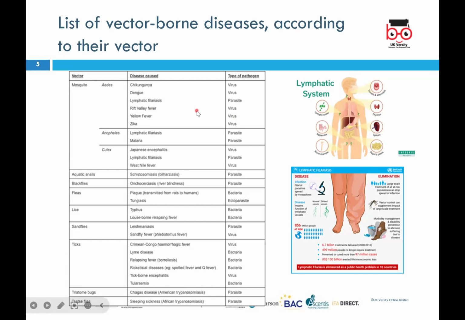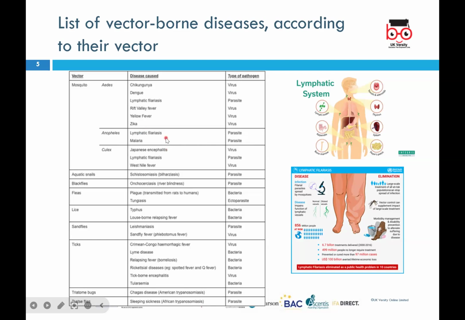This is caused by a parasite. You have Rift Valley fever because of the bite of the Aedes aegypti mosquito, which carries a virus. You have yellow fever, which is also a viral infection. You have Zika virus, causing Zika itself. Then you have the mosquito type known as Anopheles, which causes lymphatic filariasis again. So you have Aedes also causing lymphatic filariasis, and Anopheles also causing lymphatic filariasis.